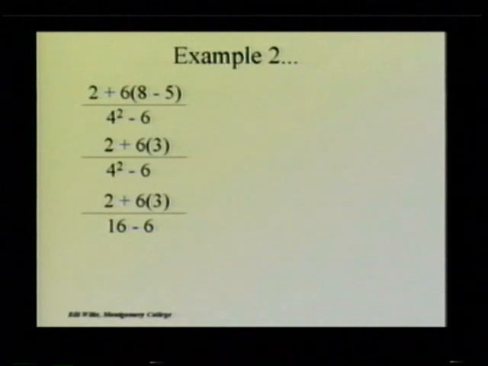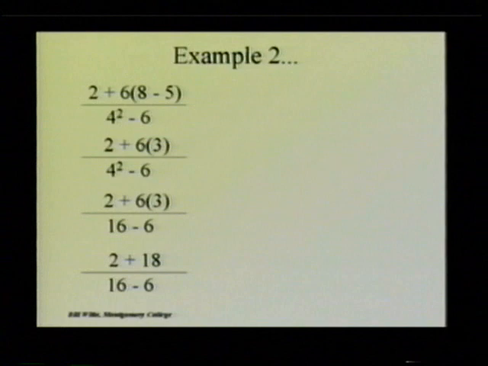I did the 4 to the 2nd power. That'll be 16. Okay, let's see, what else do we have left? Okay, there's no more exponents. Now I have multiplications to do. I see the 6 times the 3 I have to do, which I did. Okay? Let's come back up here.